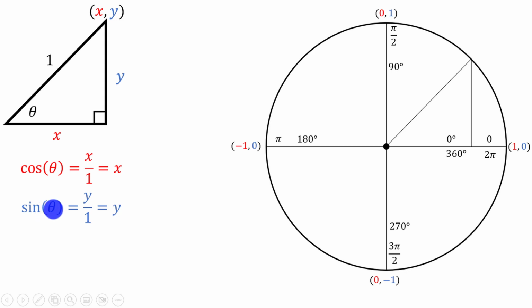So therefore, to find the coordinates x, y on the unit circle, all you have to do is find cosine of theta, sine of theta.